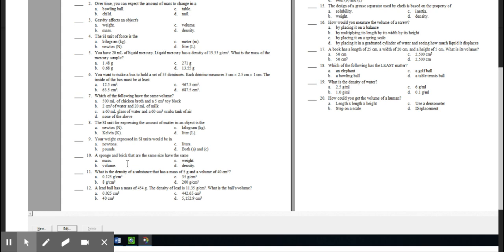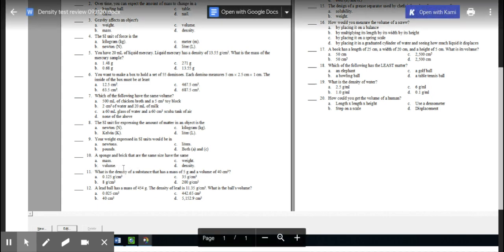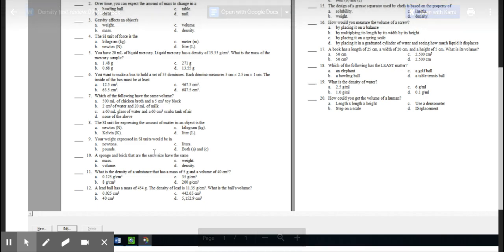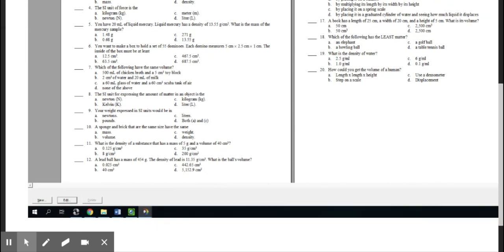If two things have the same size, whether it's a sponge and a brick, that are measuring the same length times width times height, they have the same volume, B. What is the density of a substance that has the mass of this and the volume of that?